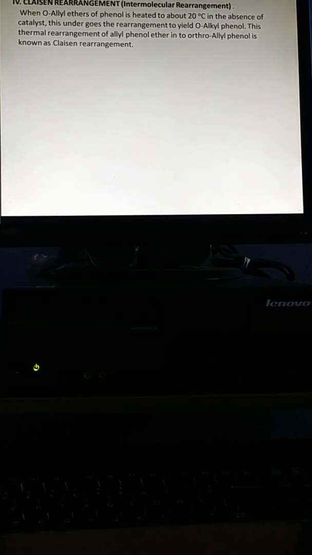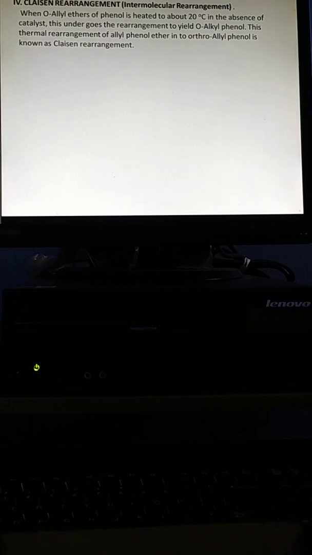Next we will move to another reaction, that is the Claisen rearrangement. In the Claisen rearrangement, when O-allyl ethers of phenol are heated at about 200 degrees centigrade in the absence of catalyst, which means we are not using any catalyst in this reaction, it undergoes rearrangement to yield the ortho-allyl phenol.